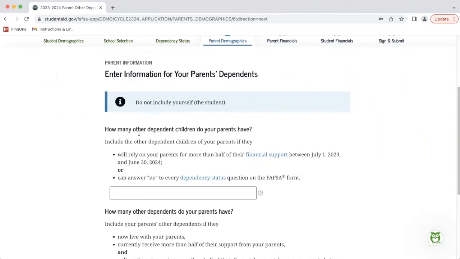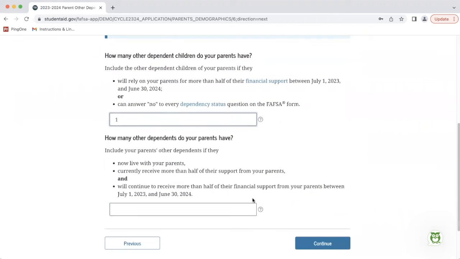The first question is, how many other dependent children do your parents have? So we're not counting ourselves on this particular question. So let's just say that this is a family of 4. The 2 parents, myself as a student, and a sibling. So I'll put 1 for my sibling.